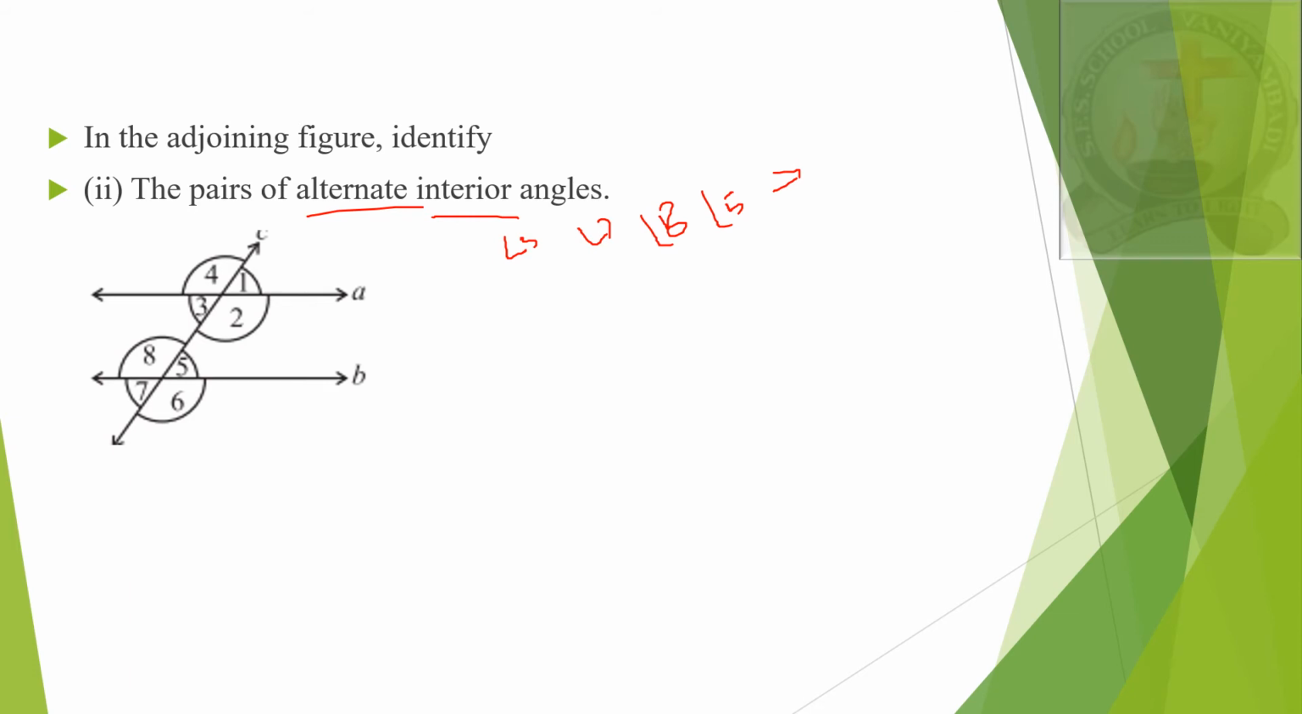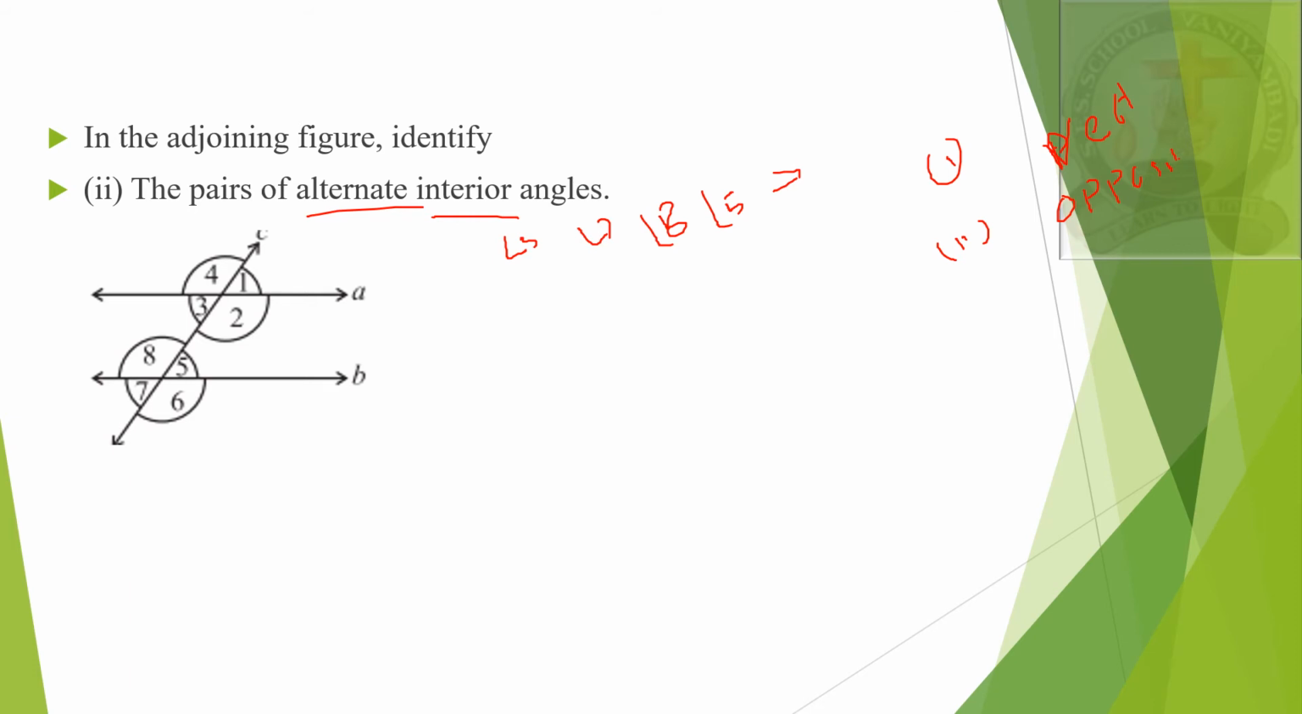Now the question is about alternate interior angles. There are conditions for any two angles to be alternate interior angles. First, they should have different vertices. Second, they should be opposite to each other. Both angles should be opposite to each other.